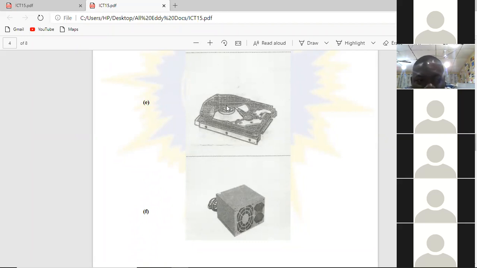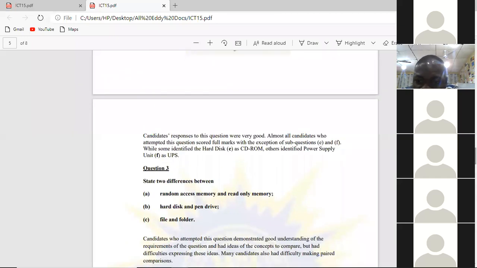What about this one? Hard disk. Hard disk drive. The hard disk. Yes, it's correct. The hard disk drive. Okay, continue.